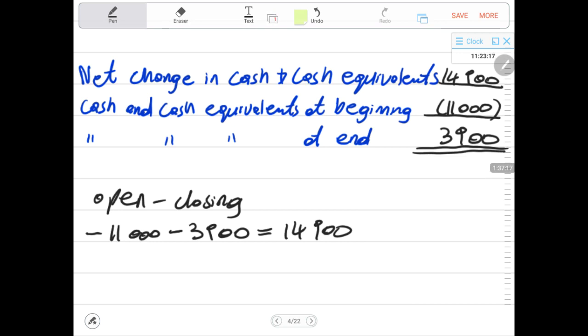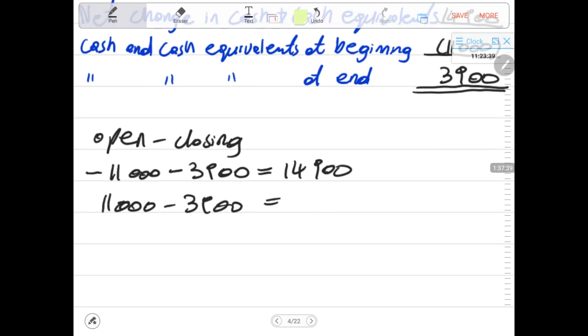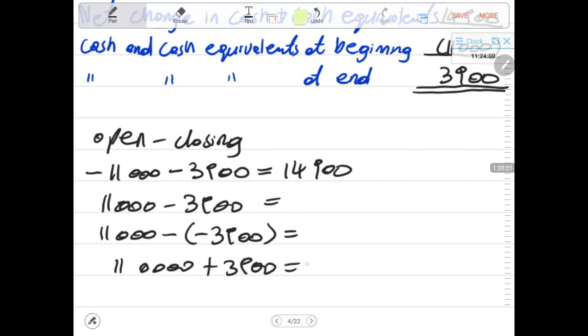Keep to the basics. Sometimes you can have your opening being positive. If we have opening being a positive amount and closing being negative, it will be 11,000 minus. If it was just normal numbers, both positive, 11,000 minus 3,900 would be the net change in cash and cash equivalents. If the opening is positive and the closing is negative, we say opening minus negative 3,900. Negative times negative is positive, so it will be 11,000 plus 3,900, which is 14,900. We'll be adding again in that case. But this is the net change in cash and cash equivalents.